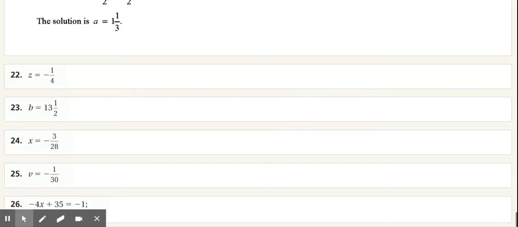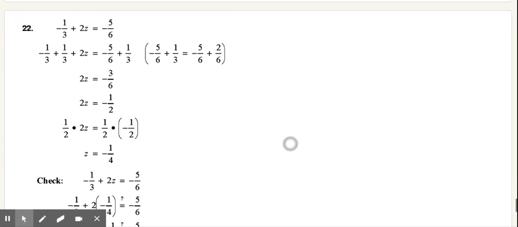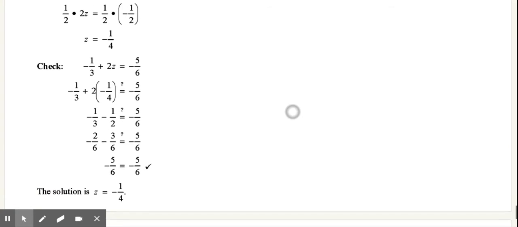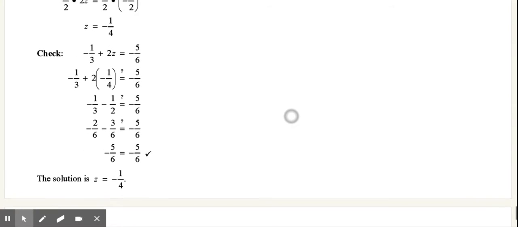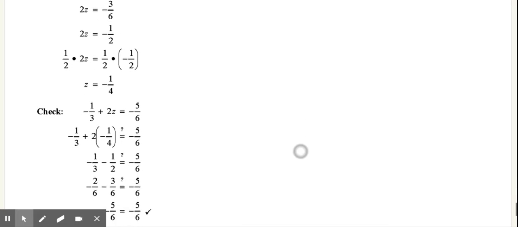So 22, Z is -1/4, or if you had negative 0.25. But I would really encourage you to keep these in fractions. It's much easier to work with the fractions than to try to turn it into a decimal and then put it back in a fraction. So the solution is z equals negative 1/4 on that one. Remember to pause as needed.